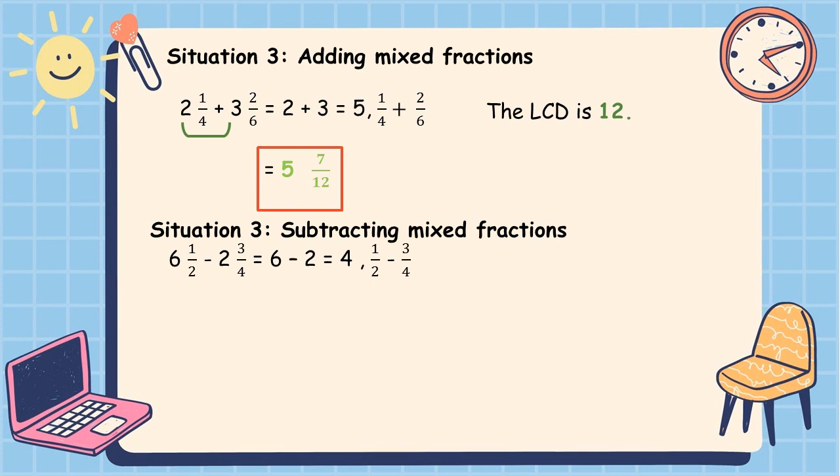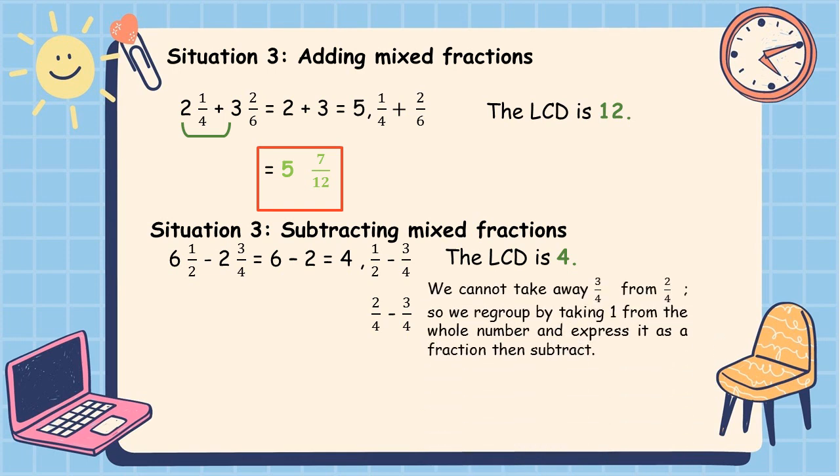Okay, let's have another example here. Oh, I'm sorry, that should be situation number 4. For this one, we are going to subtract mixed fractions. So same process but different operation. We are just going to subtract the whole numbers first. So 6 minus 2, that is 4.